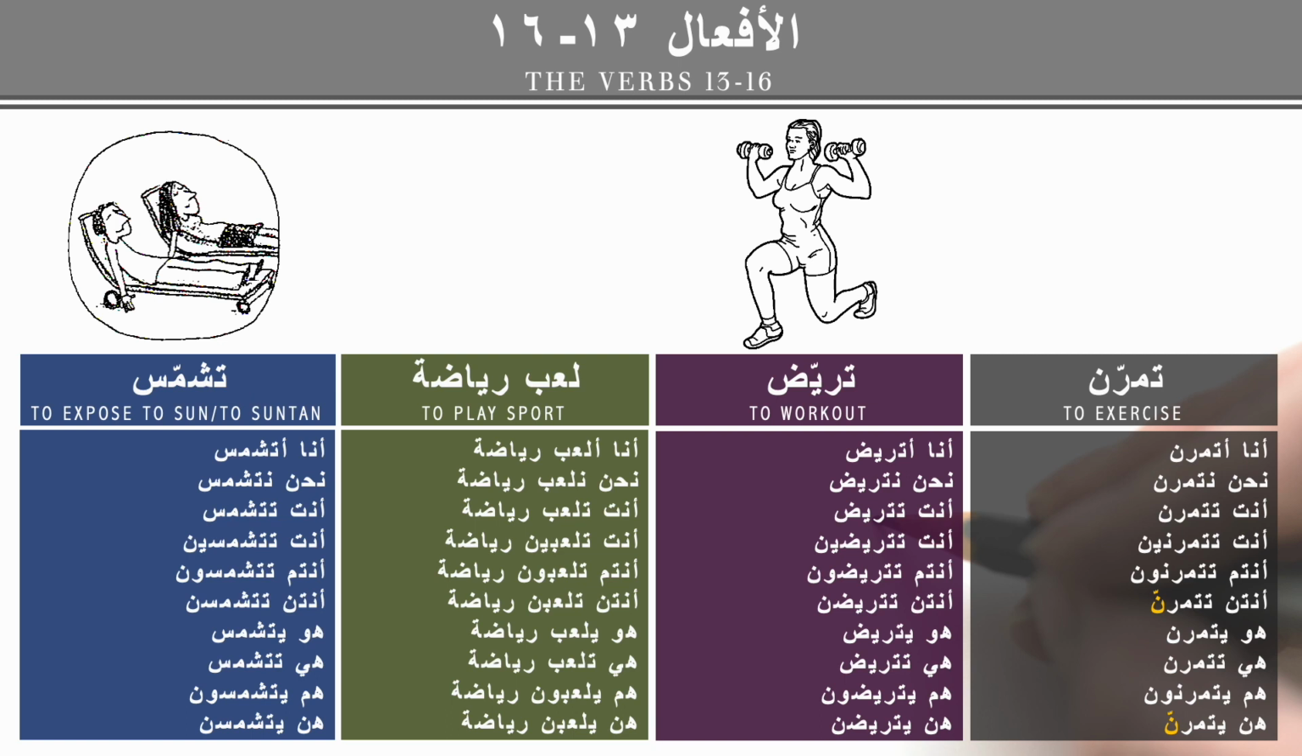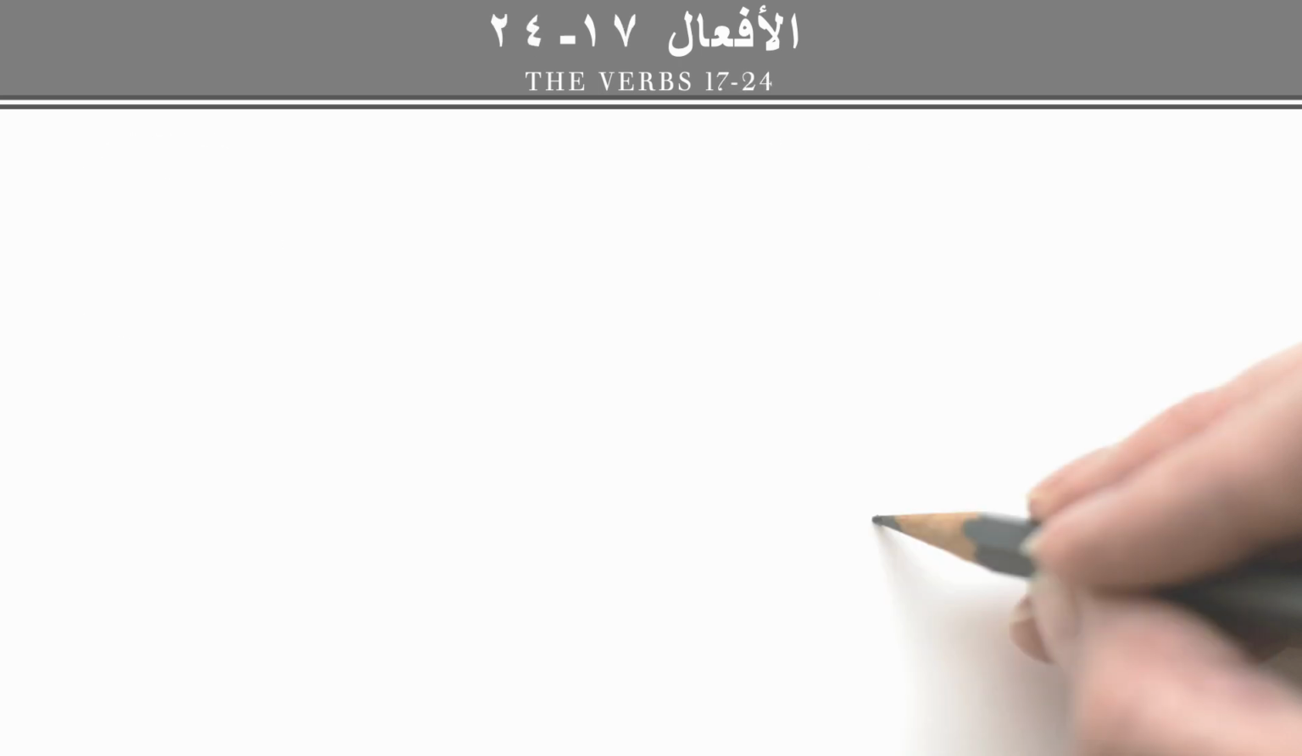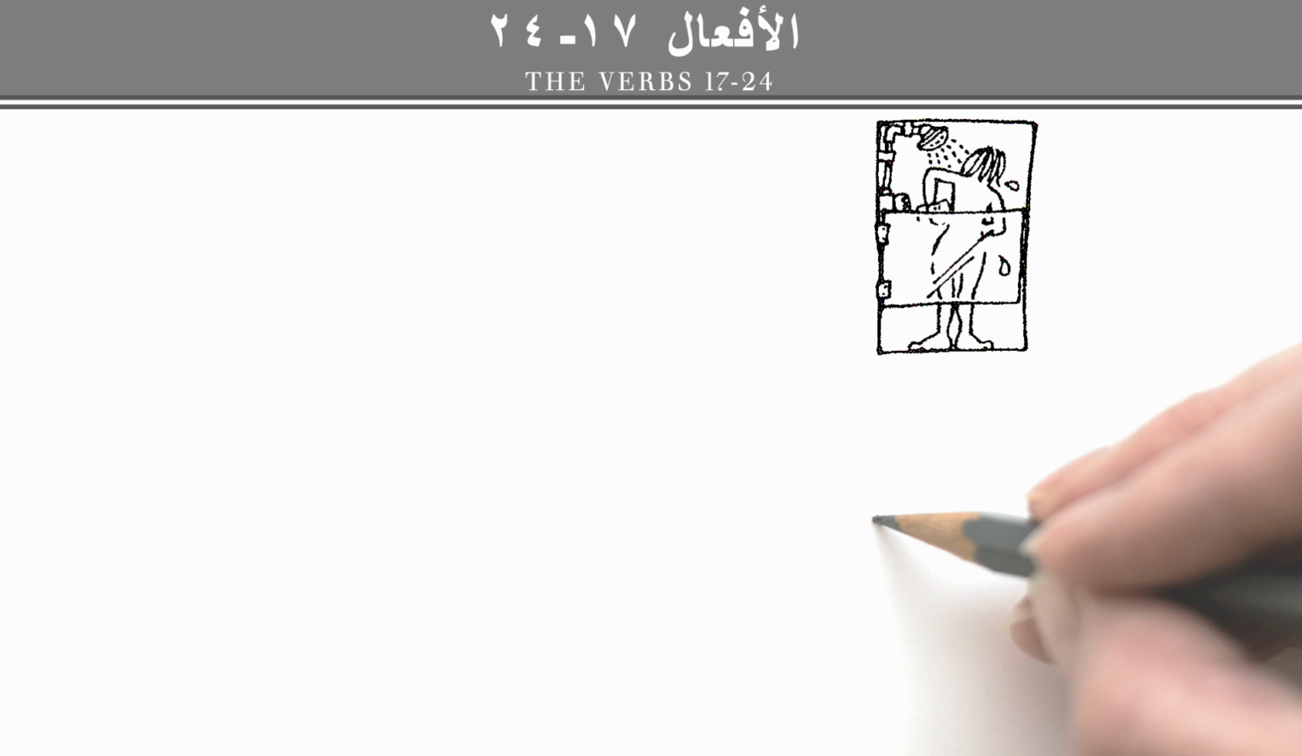But when we say chammas, most likely we want to get the benefit of sun exposure, which is getting vitamin D. Yeah. Let's move to the next one. The verb here is to shower. There are a lot of ways to say to shower or to have a shower or to take a shower, as you want to say it in English, in Arabic. So let's see the first way.